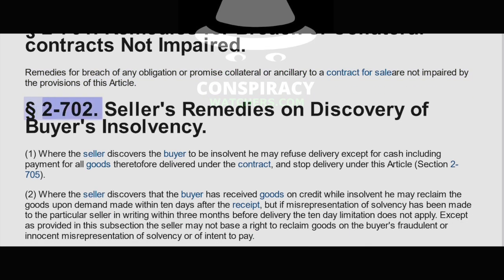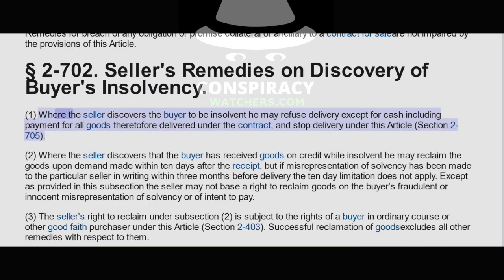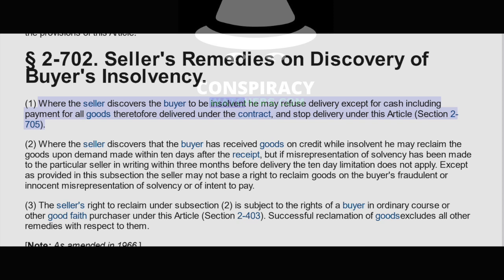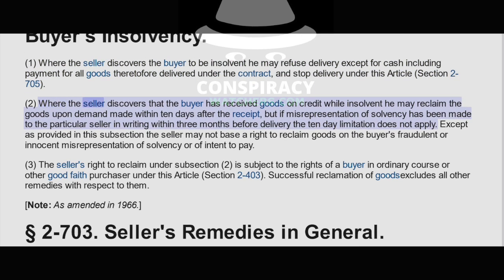Section 2-702. Seller's remedies on discovery of buyer's insolvency. Where the seller discovers the buyer to be insolvent, he may refuse delivery except for cash, including payment for all goods theretofore delivered under the contract, and stop delivery under this article. Where the seller discovers that the buyer has received goods on credit while insolvent, he may reclaim the goods upon demand made within 10 days after the receipt, but if misrepresentation of solvency has been made to the particular seller in writing within 3 months before delivery, the 10-day limitation does not apply.